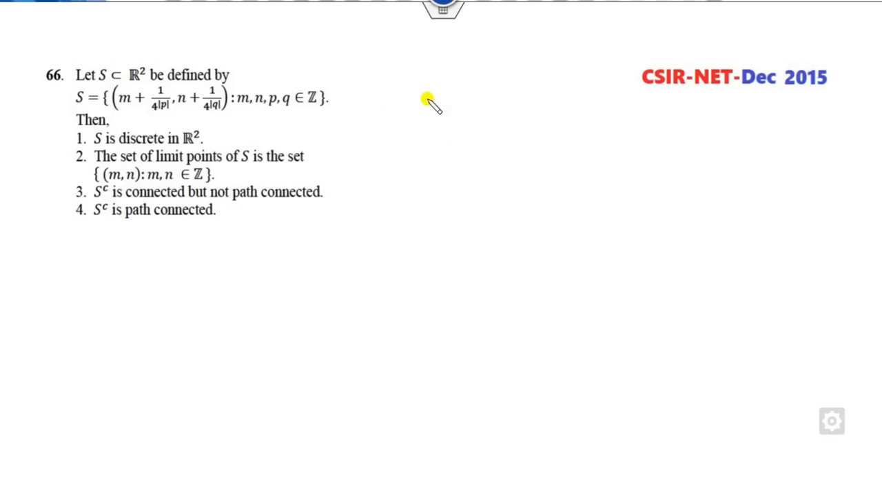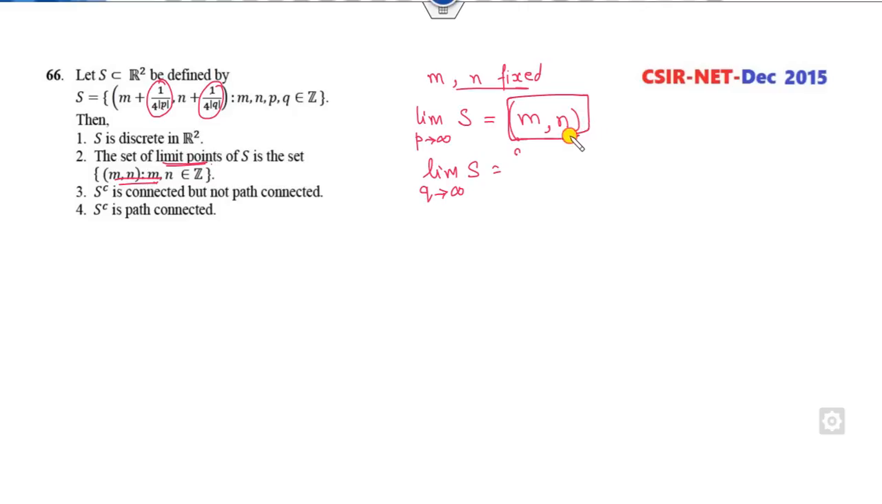Okay, look at this. S is given here. Firstly, we discuss the limit points. We take m and n as fixed points because we need m and n. Take the limit as p tends to infinity. What will happen? This part will go to 0, so it is my m. What will happen if I take q to infinity? This part will be 0, so it is (m, n). Fine, where m and n are here.